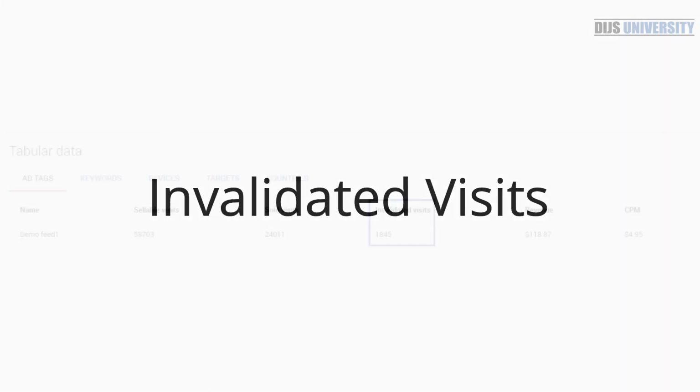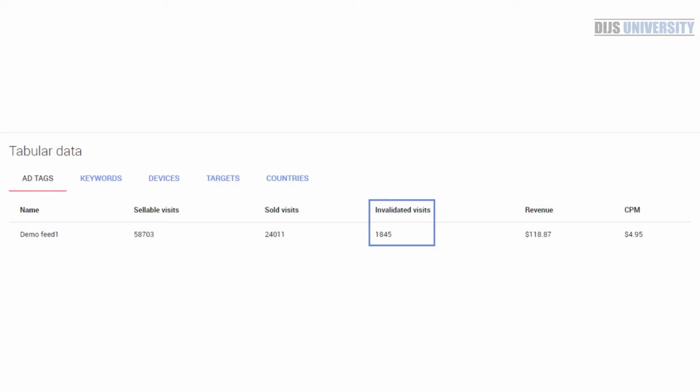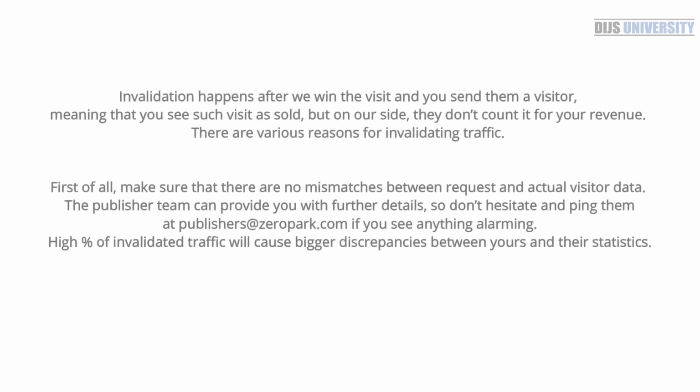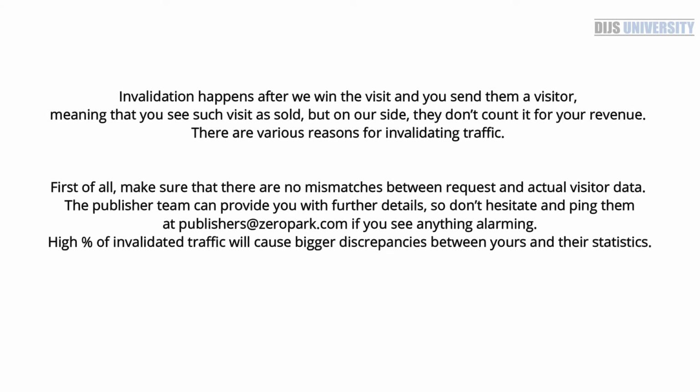Invalidated visits. The other stats that no one wants to see growing are invalidated visits. You can see their total number in the tabular data section of your dashboard. Invalidation happens after Zeropark wins the visit and you send Zeropark a visitor, meaning that you see each visit as sold, but on their side, they don't count it as revenue.